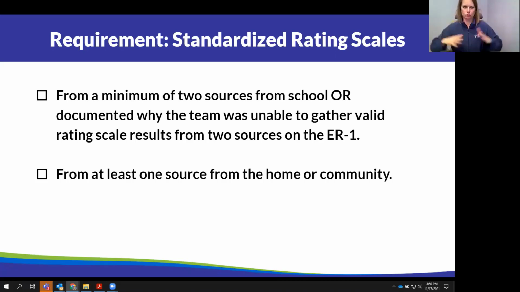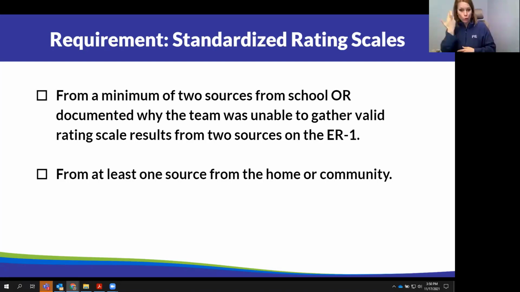The answer to the question of, do we still have to get two sources from school? Yes, unless you can't. So there might be situations where an elementary student only has one teacher, their homeroom teacher, core teacher, that knows the student well enough, particularly early in the year where maybe their art and their PE teachers don't know the student well enough because they only see him once a week. Then you need to document that, yes, we only got the data from one teacher and here's why.